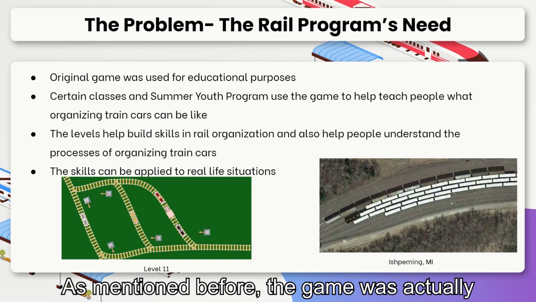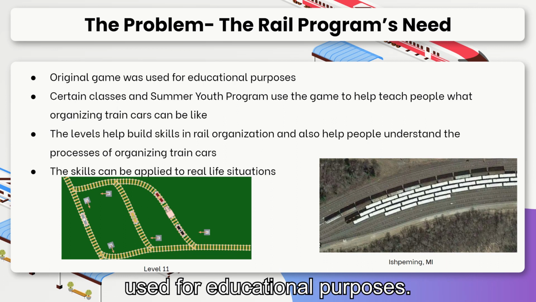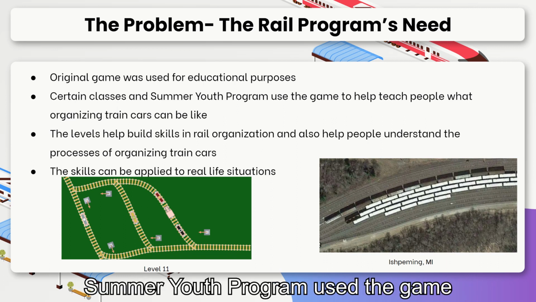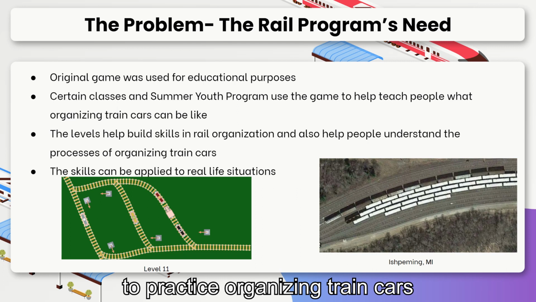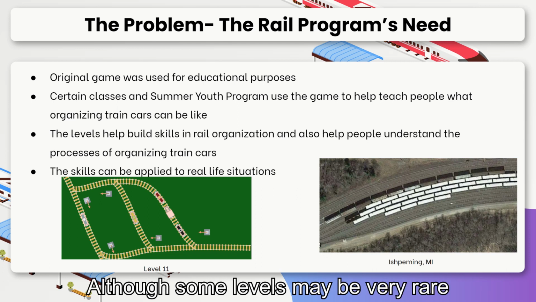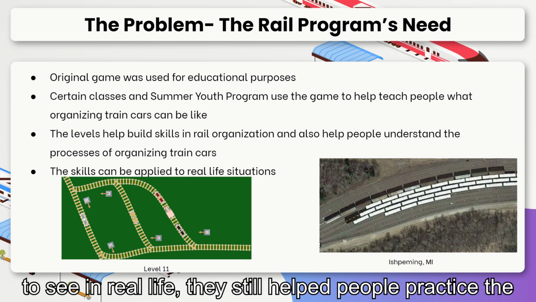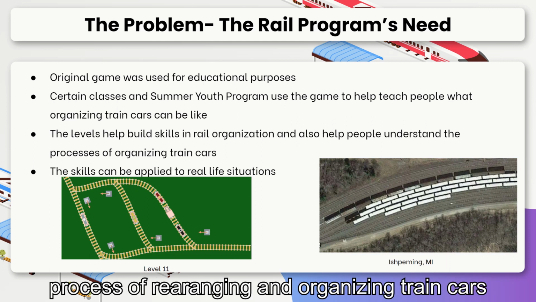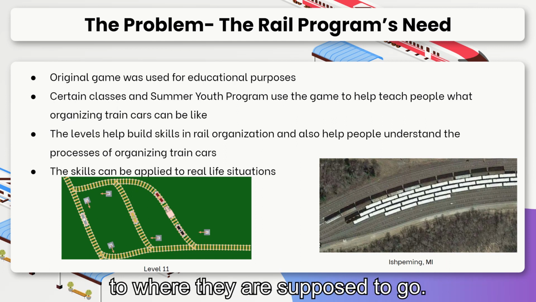As mentioned before, the game was actually used for educational purposes. Certain classes and even the Summer Youth Program use the game to practice organizing train cars. Although some levels may be very rare to see in real life, they still help people practice the process of rearranging and organizing train cars to where they are supposed to go.